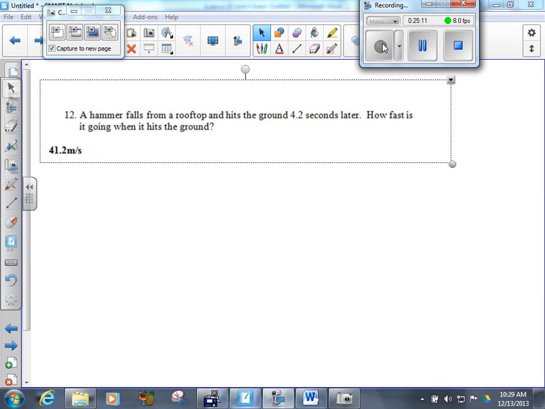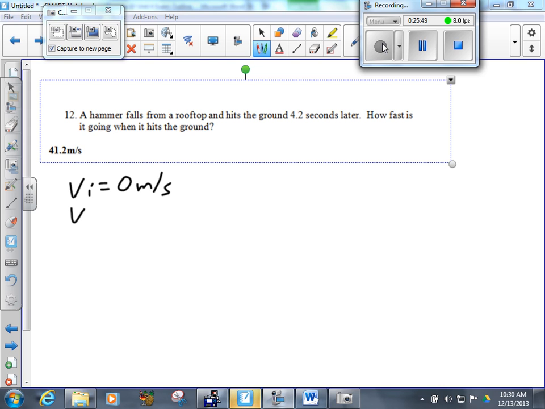Okay, so number 12 is one of those questions that you have to read very carefully. It doesn't seem like on the surface it gives you very much information, but in fact, it speaks volumes. So a hammer falls off of a rooftop. If it falls, how fast was it going? Its initial speed is 0 meters per second. As it falls, what's going to happen to its speed? It's going to gain speed, right? Because it's accelerating. That might be an important thing to know. This is an acceleration question.